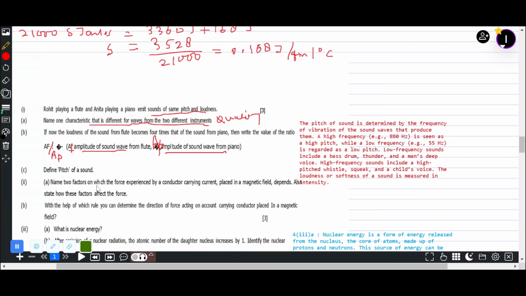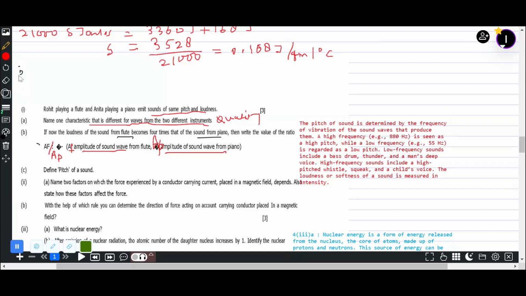Okay, so this is the loudness of flute is 4 times that of sound from piano. So you have to find the amplitude of sound wave from flute and amplitude of sound wave from piano, their ratio. Now we know that I'll do this question here.